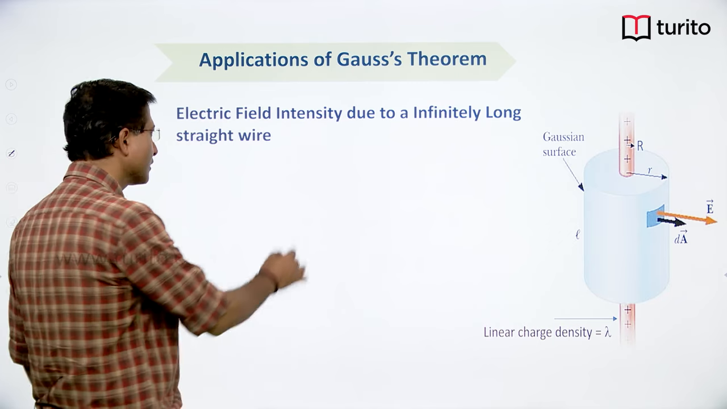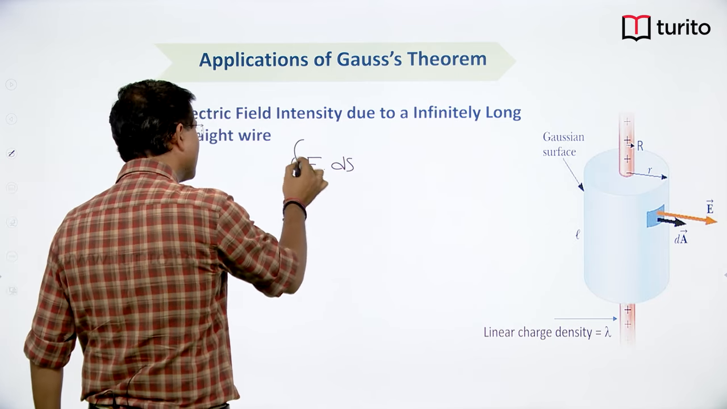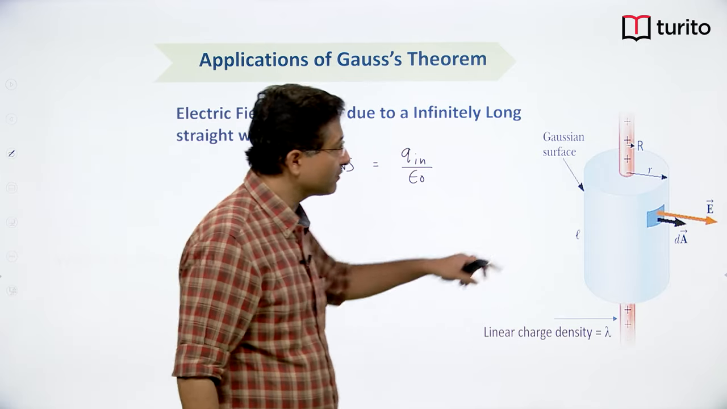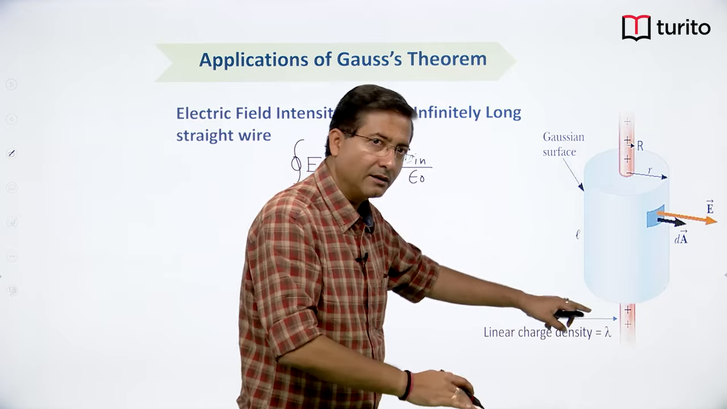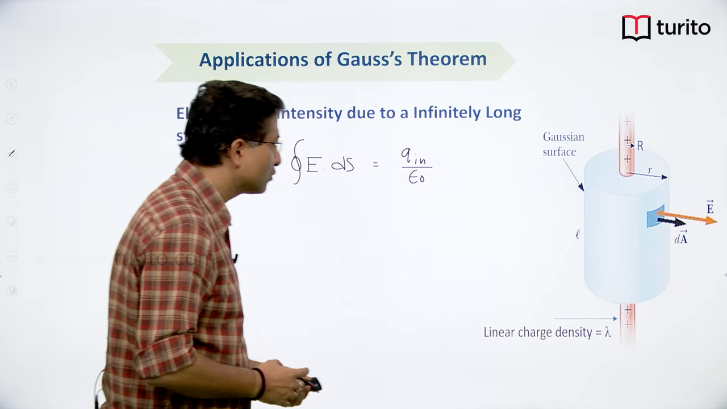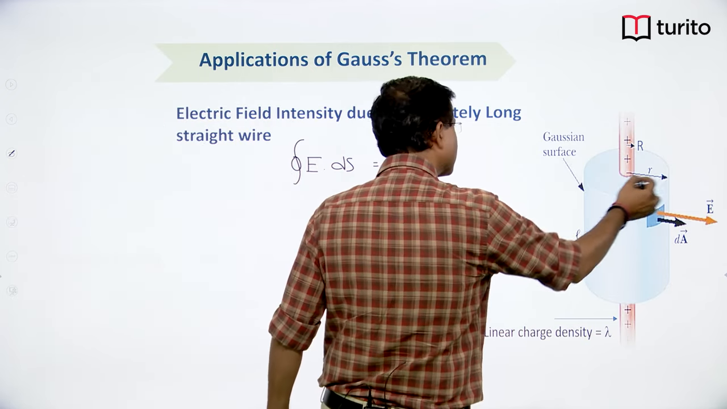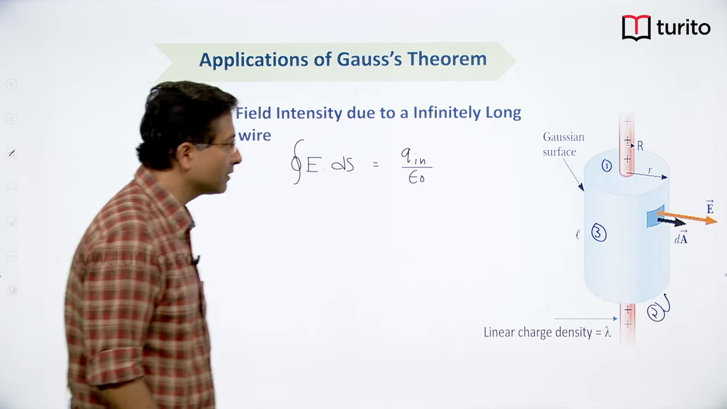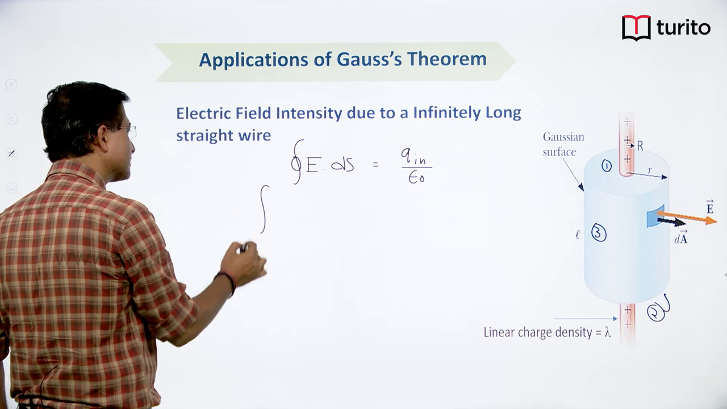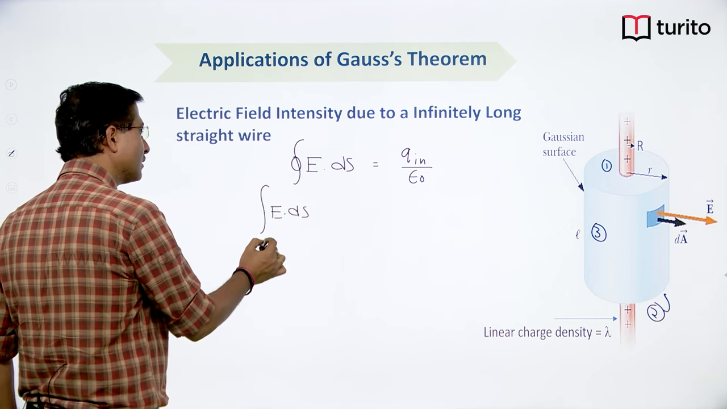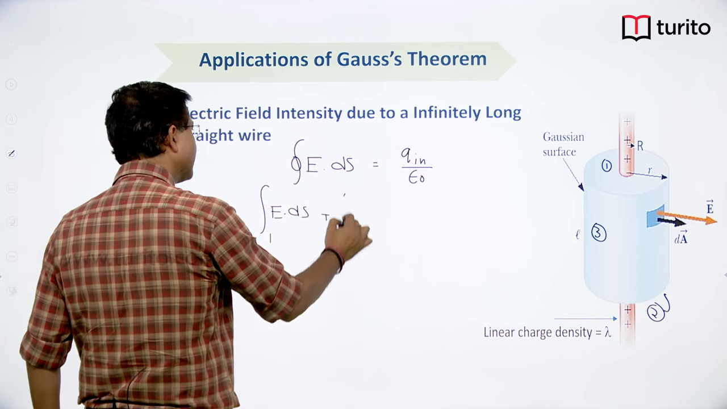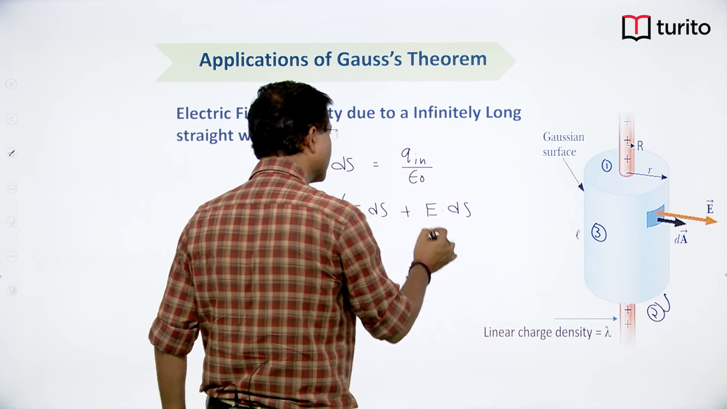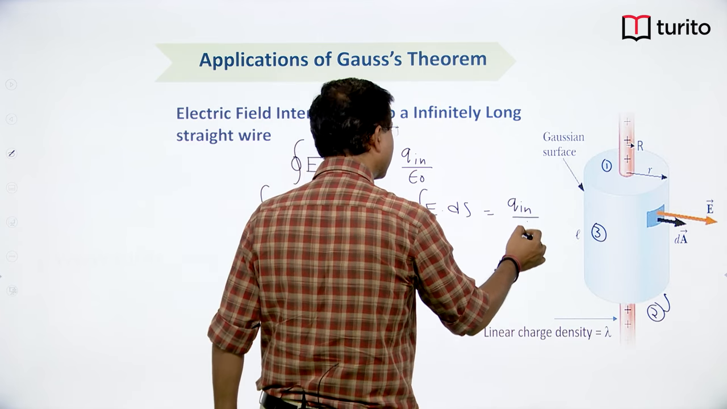So what I can write, E dot ds closed is charge inside by epsilon naught, Gauss law. Here you can see there are three surfaces, the top flat one, the bottom flat one, and the side one is the curved one, right. So two flat surfaces, let us call it surface 1, this I am calling surface 1. Similarly here there will be surface 2, and this I am calling surface 3. So I can break this closed integral in three parts. I will do E dot ds for the first surface, then E dot ds for the second surface, then E dot ds for the third surface, it is Q in upon epsilon naught, right.